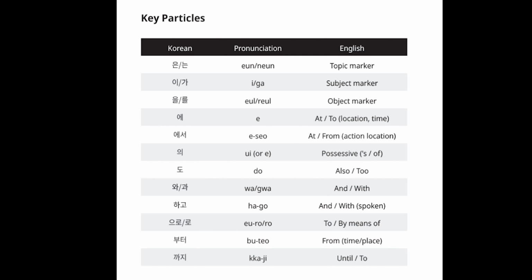도 simply means also or too. I also want some. 와, 과 means and or with. More formal, often used in writing. 하고 also means and or with, but this one's more casual, everyday spoken Korean. 으로, 로 means to or by means of. Direction, method, tool. This particle covers a lot of ground. 부터 means from, for time or place, from Monday, from Seoul. And finally, 까지 means until or to, until Friday, all the way to Busan.